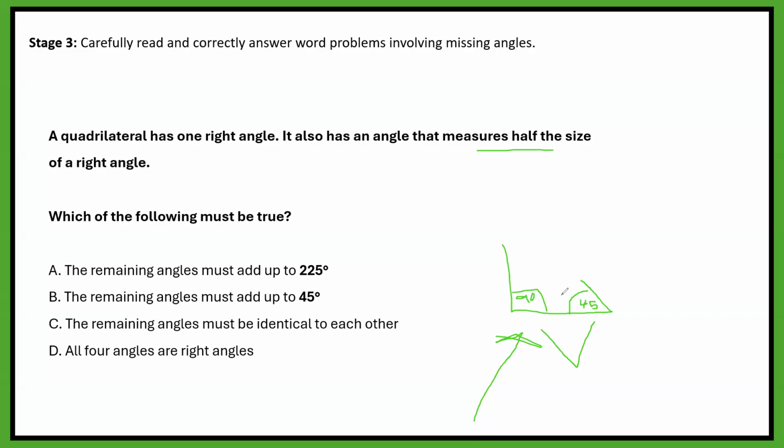Now, option A says the remaining angles must add up to 225. Well, to see if that's true, what I need to do is first add these two together, 90 and 45, which gives me 135. And then if I add 225 to 135 I get 360, because that's the size of all angles in a quadrilateral, so it must be true. And it is true. 135 plus 225 does give 360. So option A is correct.